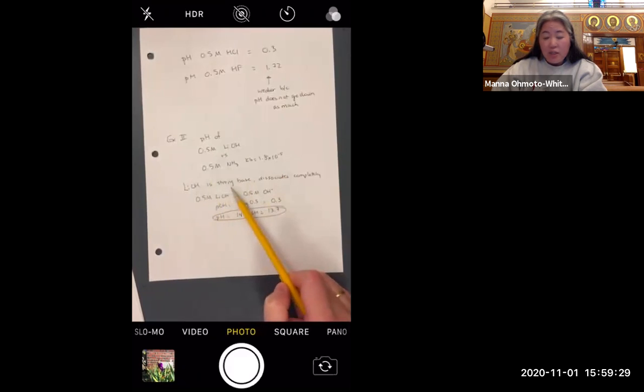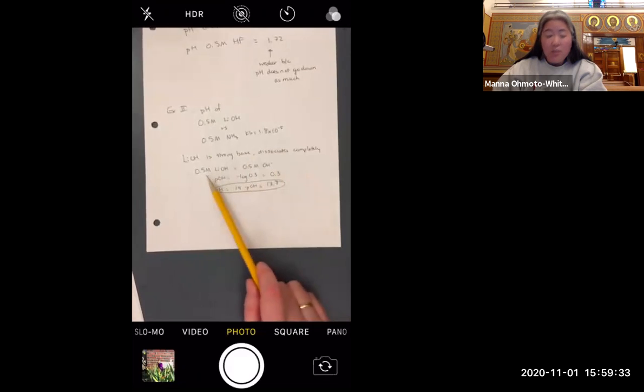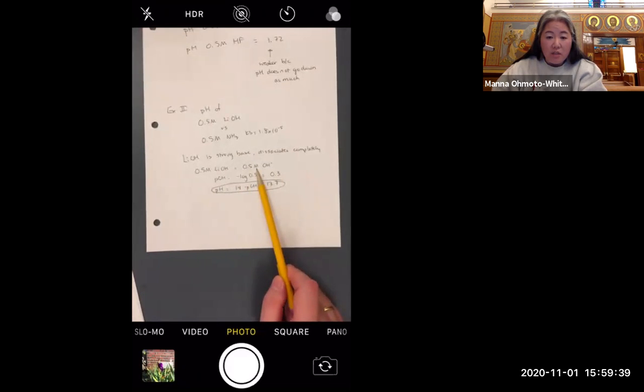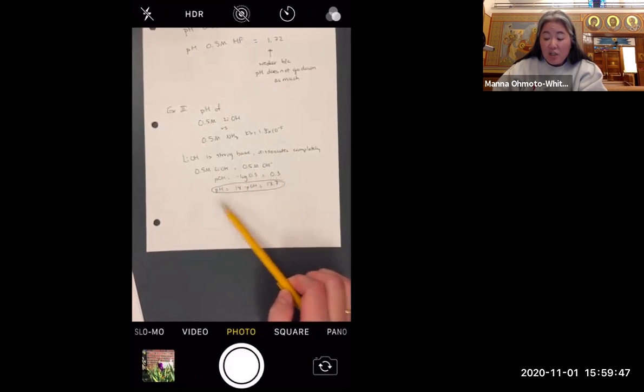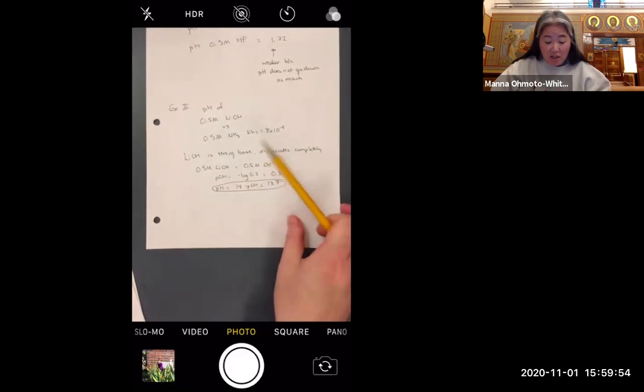So LiOH is a strong base, so it dissociates completely. So if I put in 0.5 moles per liter of lithium hydroxide, I will end up with 0.5 moles per liter of hydroxide ions. So the pOH is equal to the negative log of this, which is 0.3. And the pH is equal to 14 minus that, so my pH ends up being 13.7. That's an astonishingly high pH.